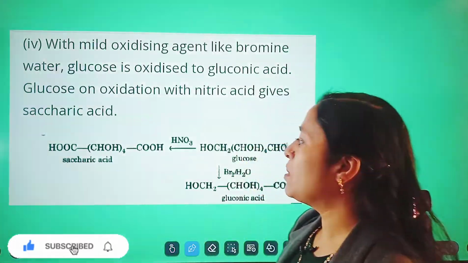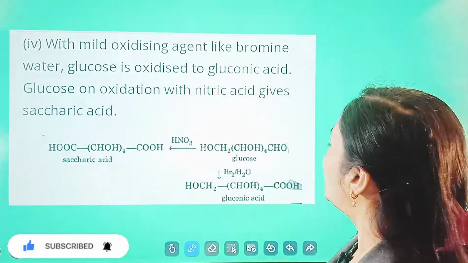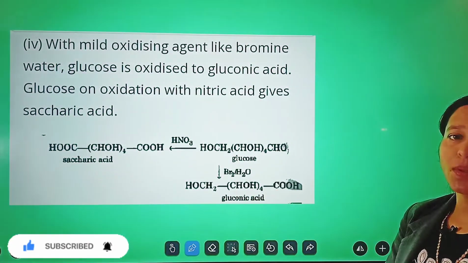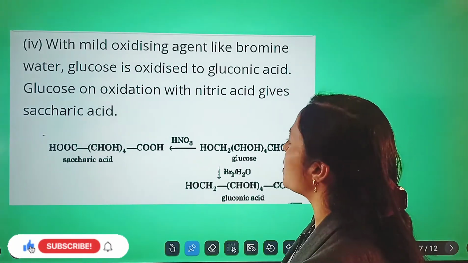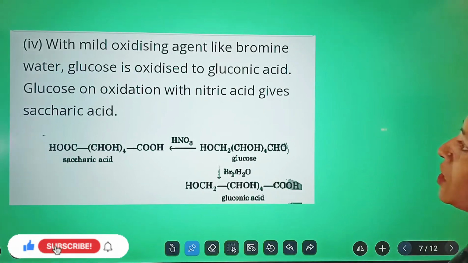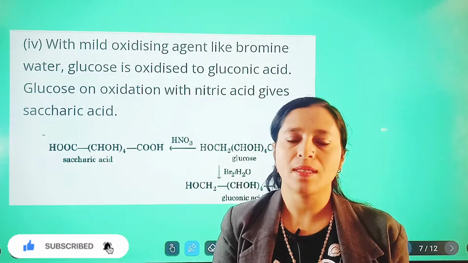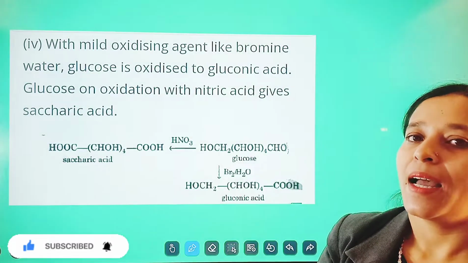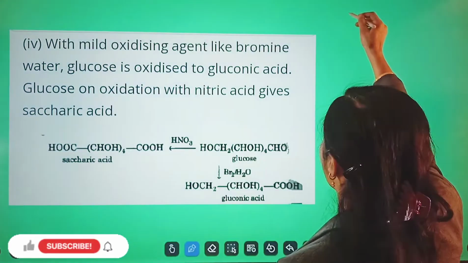Glucose, on reacting with mild oxidizing agents like bromine water, is oxidized to gluconic acid, whereas glucose on oxidation with HNO3 forms saccharic acid. Now the question arises, what is the difference between gluconic acid and saccharic acid? So let's have a look at their structures.